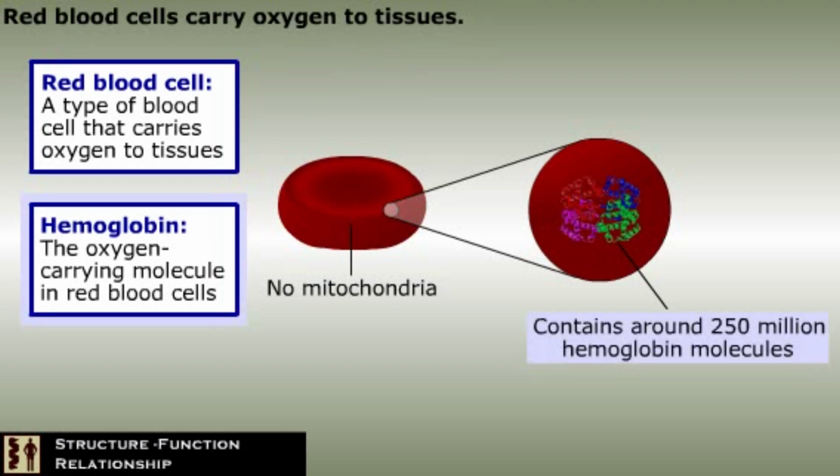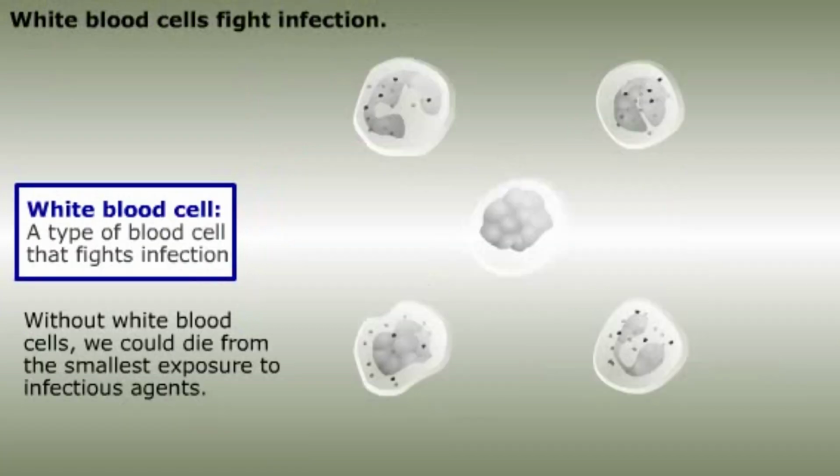Red blood cells have no mitochondria and generate energy using fermentation. The other cells in blood are white blood cells. There are 5 different types of white blood cells that fight infection in a variety of ways. White blood cells spend most of their time outside the blood.